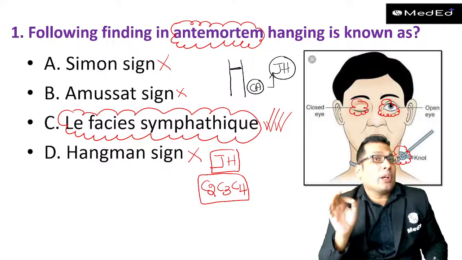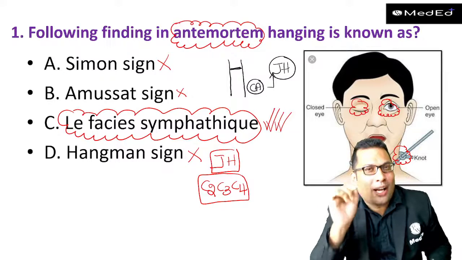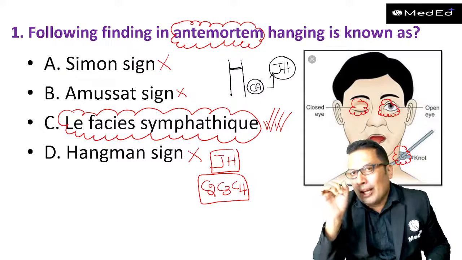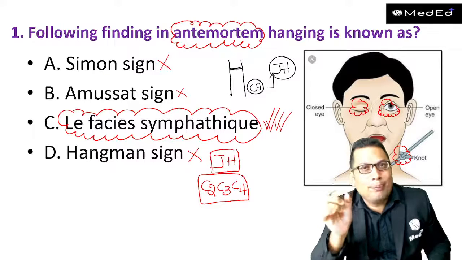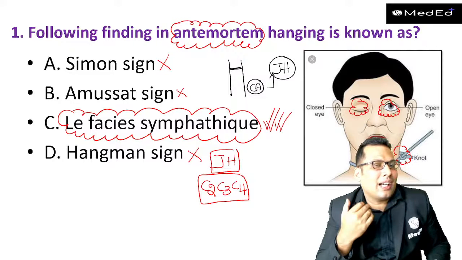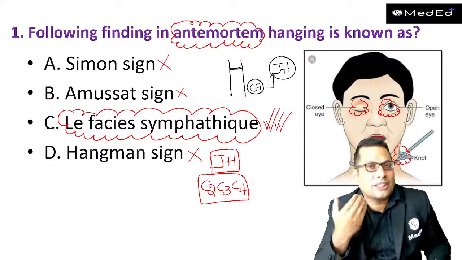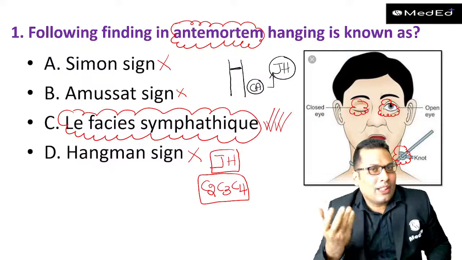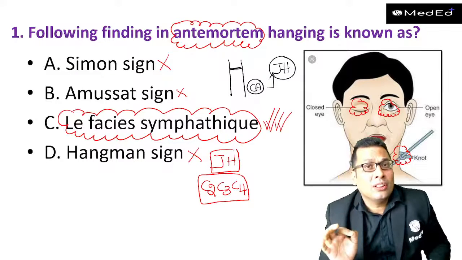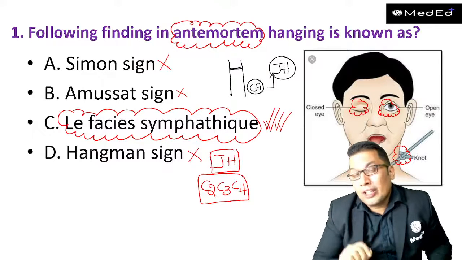Here is one more very important MCQ. Surest sign of ante-mortem hanging is. What is the answer? Your answer should be dribbling of saliva at the angle of mouth. The salivary glands are stimulated because of the ligature, the pressure over the nerve endings, which causes dribbling of saliva, the surest sign of ante-mortem hanging.